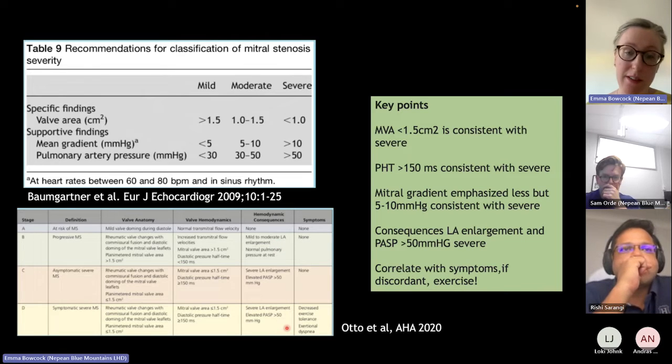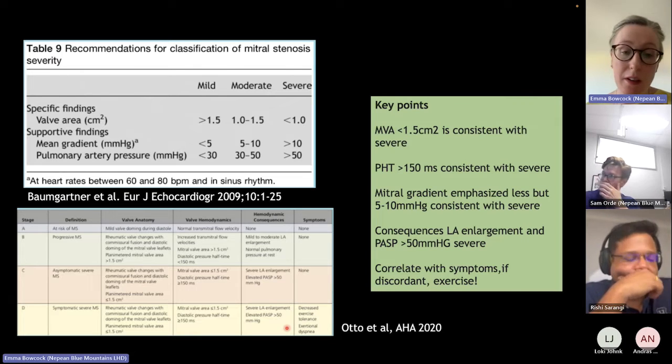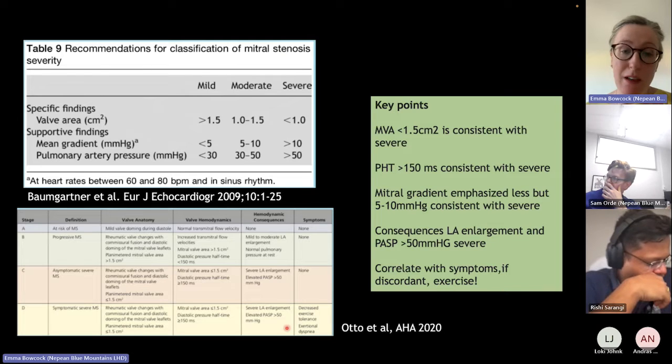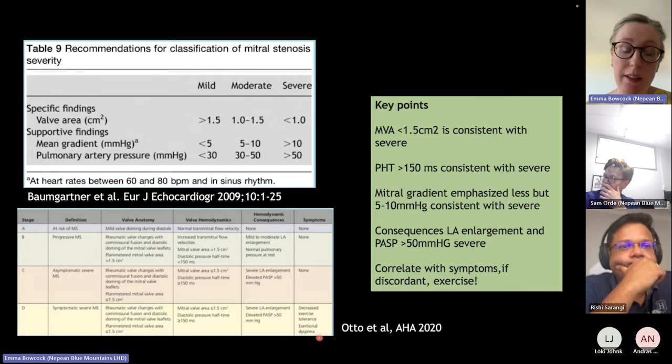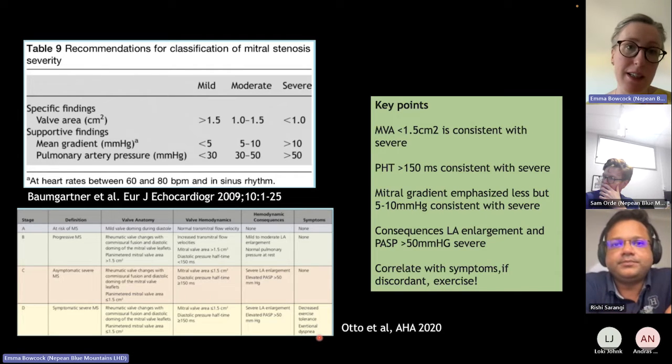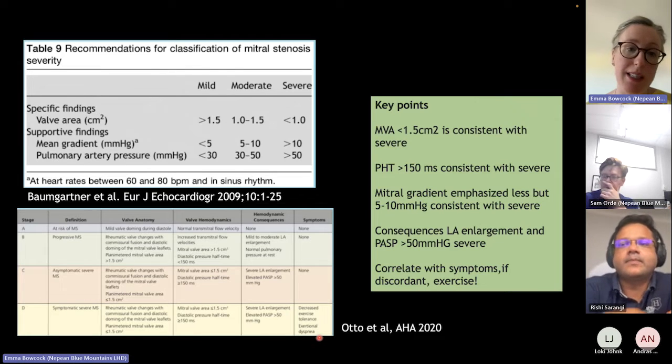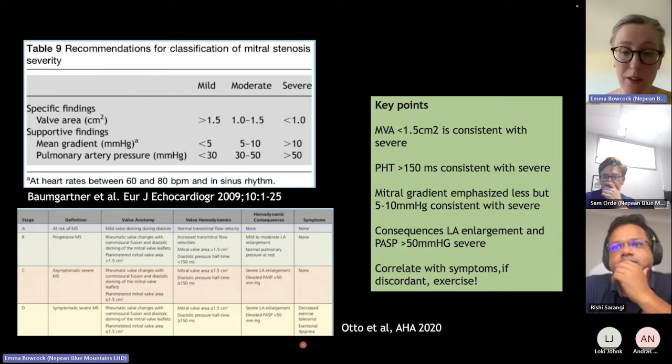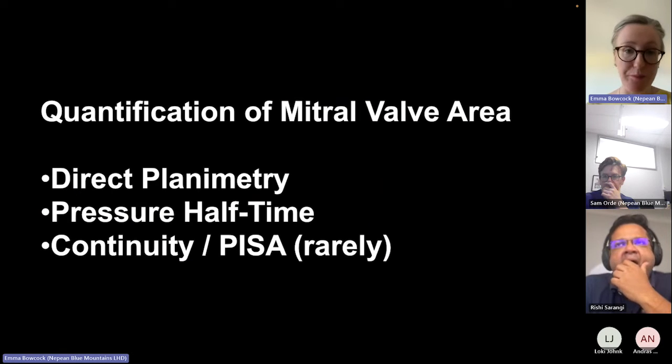So if they've got big left atria, and they've developed pulmonary vascular dysfunction with pulmonary hypertension, they generally use a PASP of more than 50 as a cutoff. And of course, you need to correlate all of this with how the patient is going clinically. If you're seeing on echocardiography a really severe looking valve, but your patient is completely asymptomatic, then they recommend exercising them to minimize that discordance between clinical symptoms and echo grading.